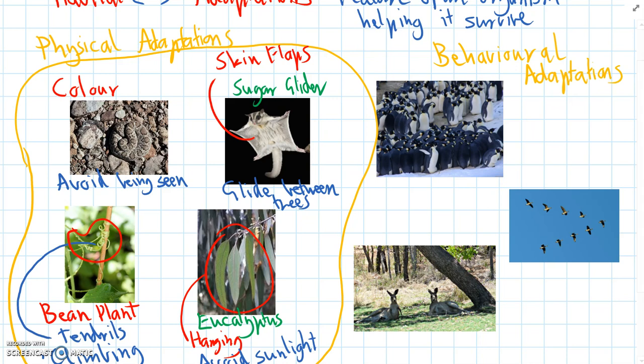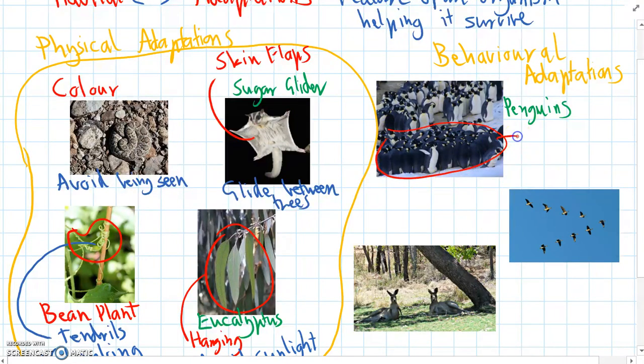The first one we can see here is with the emperor penguins. This is in Antarctica. It's so cold in Antarctica that penguins have a behavior where they all bunch together to keep warm. So we can call it grouping or huddling together. And this helps them keep warm in the freezing winters of Antarctica.